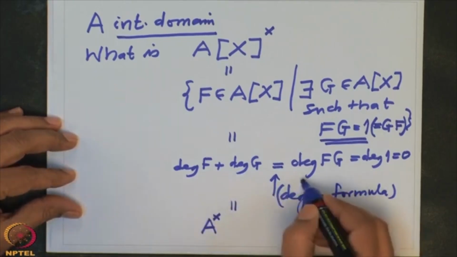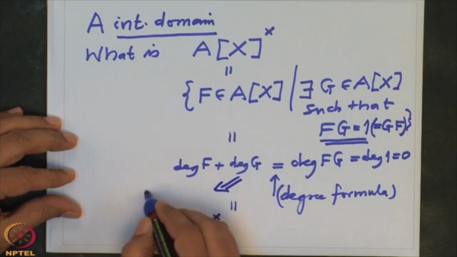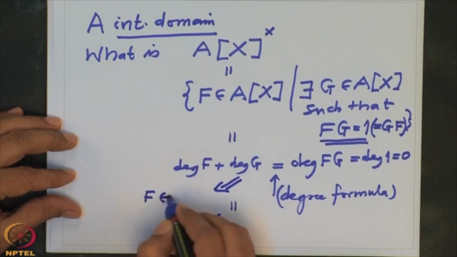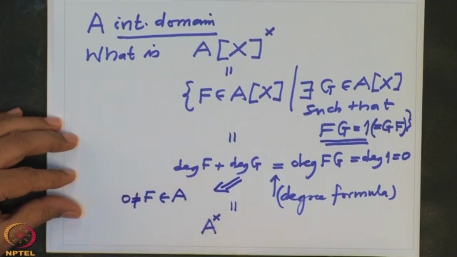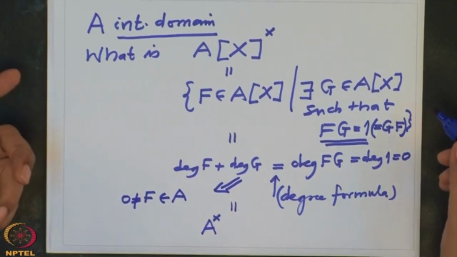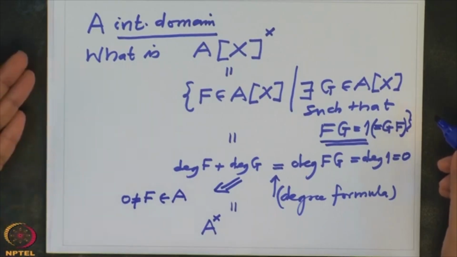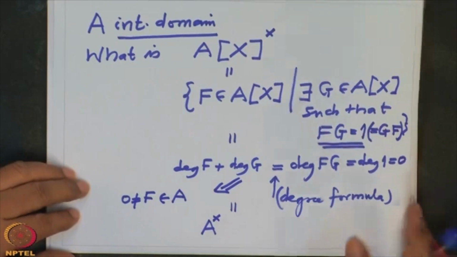So this means f is a non-zero constant, f is in A and f is non-zero. Therefore, the unit group will not change if you take polynomials. That is the same as the unit group of A, and as the course progresses, you will see that the information which comes from the unit group is very important to deduce many consequences for good results.